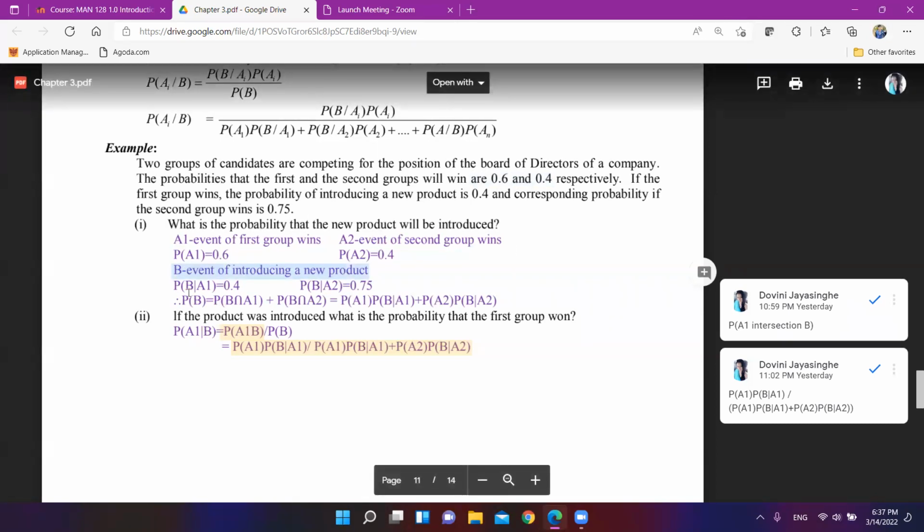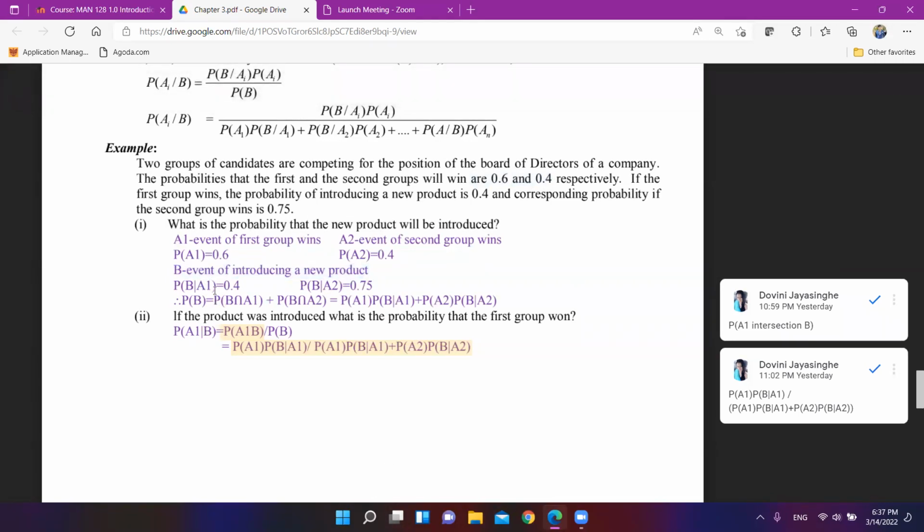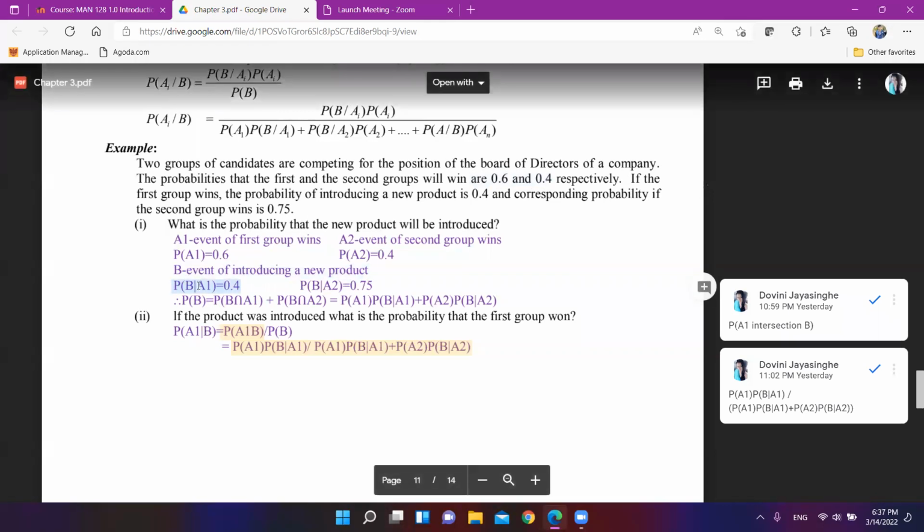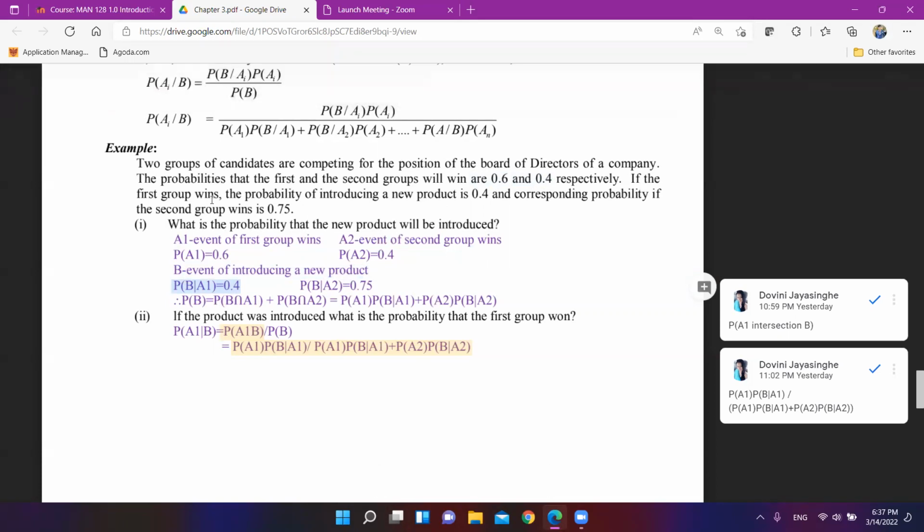Right? Then we know that if the first group wins, given that the first group has won, the probability that a product will be launched is 40%. If the first group wins, again we are given that the first group has won.